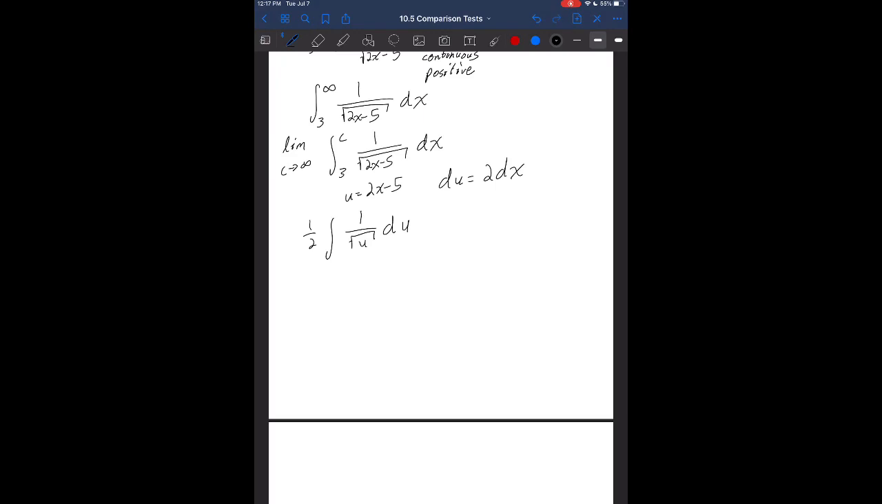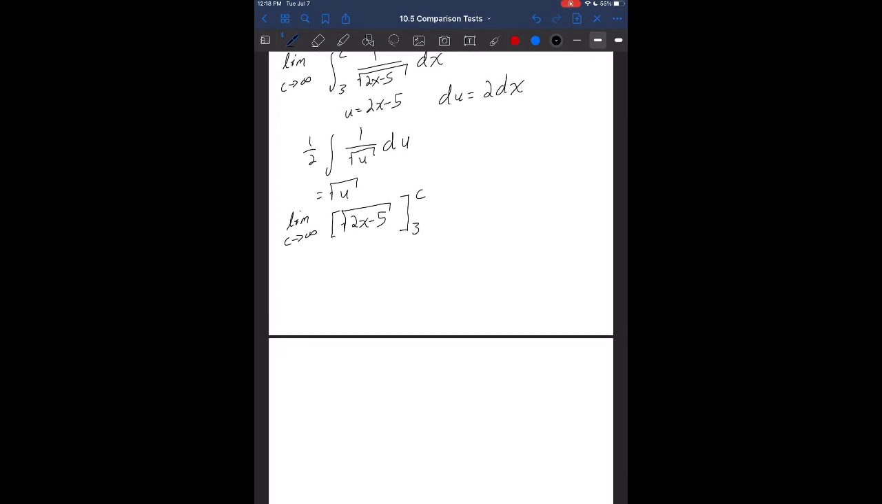Okay, so in this case, we have the integral of 1 over the square root of u. So this is u to the negative 1/2. Taking this integral will leave me with 2 times u to the 1/2, or the square root of u. So plugging everything back in, we still have this limit as c goes to infinity of the square root of 2x minus 5 from 3 to c.